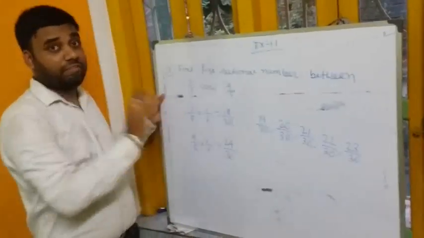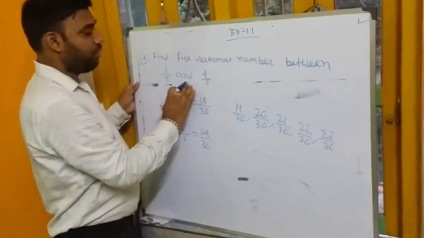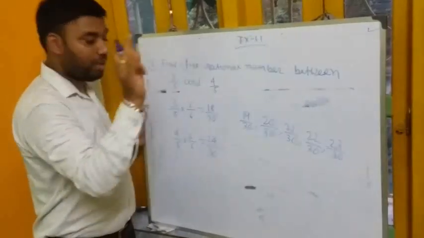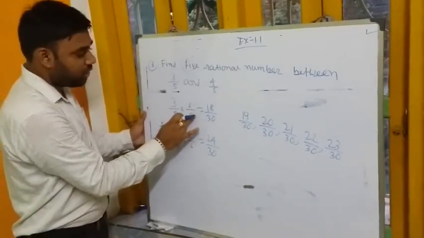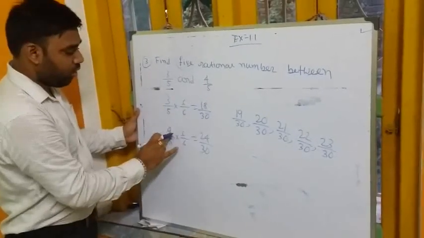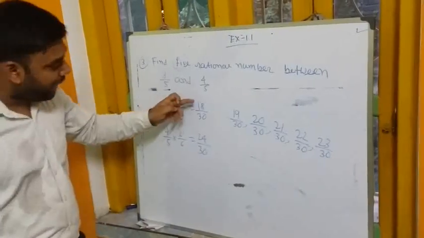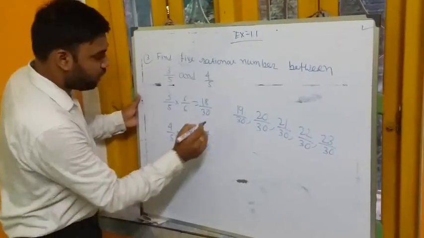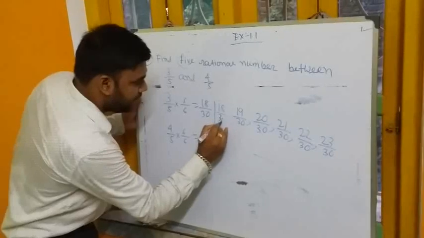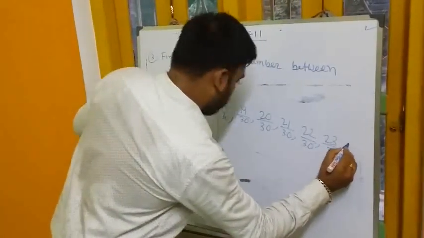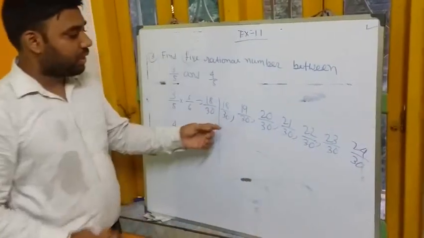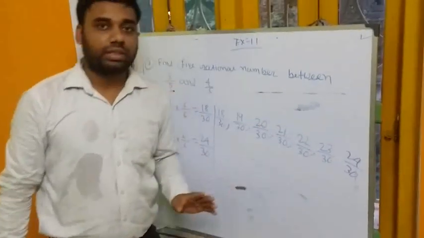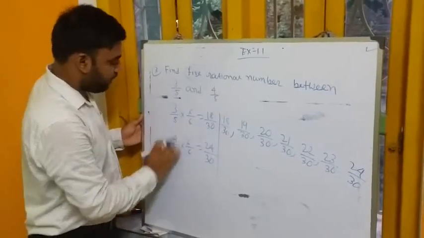Okay, question number 3: find 5 rational numbers between 3 by 5 and 4 by 5. So how many numbers? 5. So with that number, what is to be multiplied? As it is 5, we have to multiply 6 by 6. So 3 by 5 into 6 by 6: 3 sixes are 18, 5 sixes are 30. 4 sixes are 24 and 5 sixes are 30. So between 18 by 30, which means 3 by 5, and 24 by 30, which means 4 by 5, the numbers are 19 by 30, 20 by 30, 21 by 30, 22 by 30, 23 by 30. These numbers are between 3 by 5 and 4 by 5.